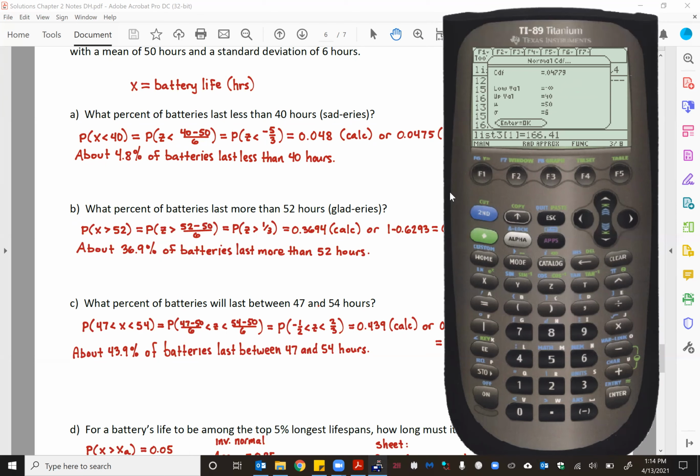All right, let's do a few more of those. Next question, what percent of batteries last more than 52 hours? Okay, back to normal CDF. More than 52 means 52 is a lower bound. So I could input 52 for lower, and for upper, I would put in infinity or leave it blank. If I'm going to stick with raw data, which I have, I'm going to keep 50 and 6 here. I should get back approximately 0.369, and I do.